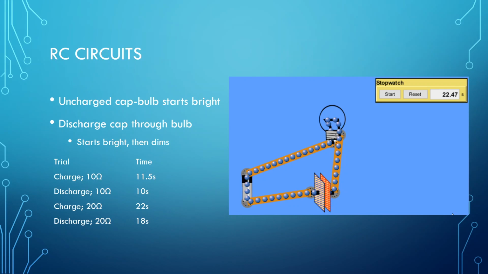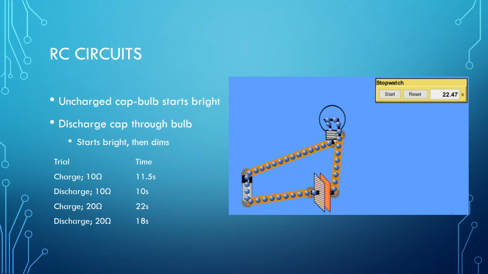So now we'll switch to RC circuits and charge a capacitor through a resistor, in this case a bulb. With an uncharged capacitor, the current will start really high, the bright bulb, and then decrease to a dim light as the capacitor charges. If we connect the charged capacitor to a bulb, it'll discharge through the bulb, start bright, and run out of potential and dim.